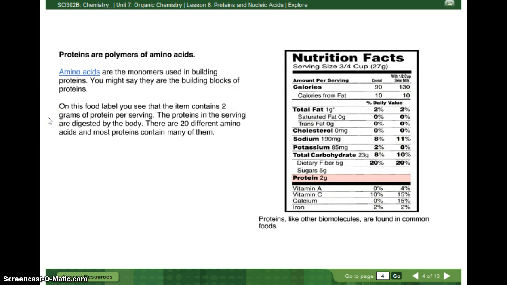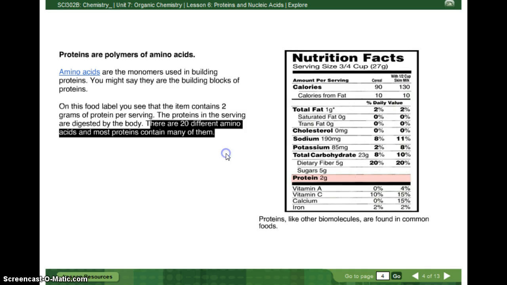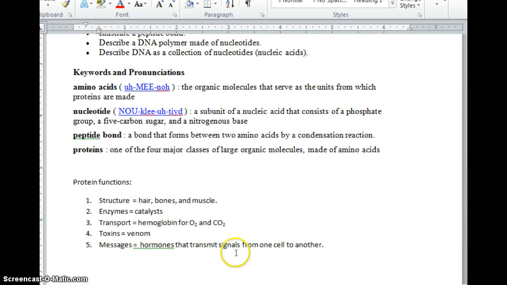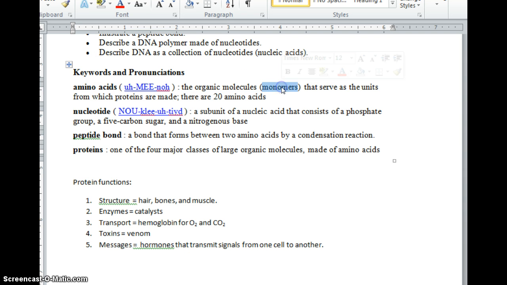On this food label, you see that the item contains 2 grams of protein per serving. The proteins in the servings are digested in the body. There are 20 different amino acids, and most proteins contain many of them. All right, so I just kind of threw this in here. But really, the big idea here is that there's 20 amino acids. Proteins contain many of them, and there's only 20 building blocks to make up all these different functions. It's pretty incredible what they can do. So I just decided to add there are 20 amino acids up here under amino acids, and I added the fact that they are monomers.